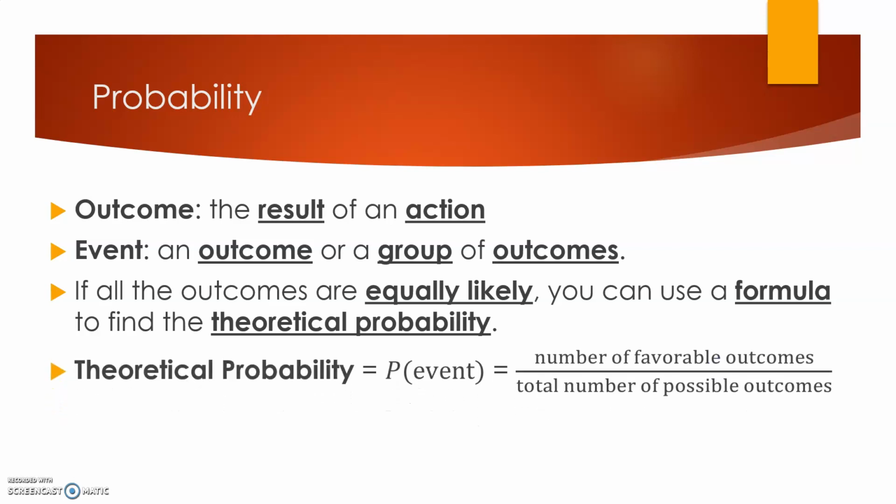So theoretical probability, we write it like this. We read this as P of event. When we read that out loud, we don't say P parenthesis event, we say P of event. And it's saying the probability of this event happening is equal to the number of favorable outcomes over the total number of possible outcomes. And again, we'll look at that and what that means.